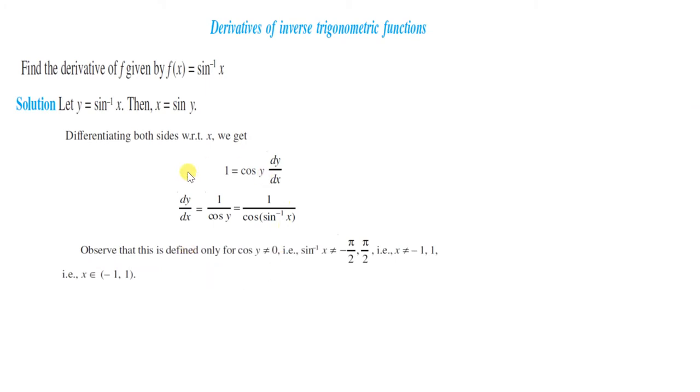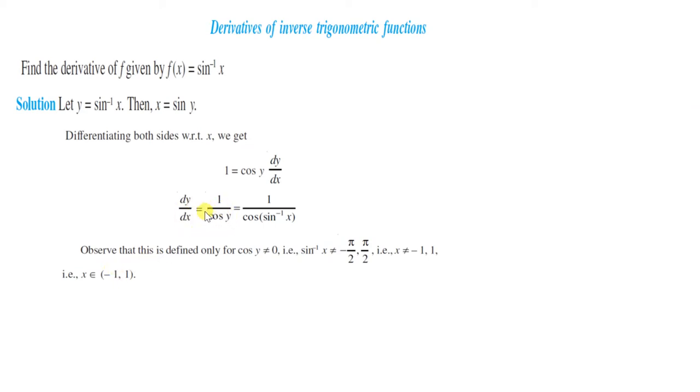Now it is defined only if cos y is not equal to 0, because if it is 0 it becomes undefined, and it means y should not be equal to minus pi by 2 or pi by 2, that is sine inverse x should not be equal to minus pi by 2 and pi by 2, that is x should not be equal to minus 1 and 1, because if x is minus 1, sine inverse minus 1 is minus pi by 2. If x is 1, it becomes pi by 2. So we can say that x should belong to the open interval minus 1, 1.